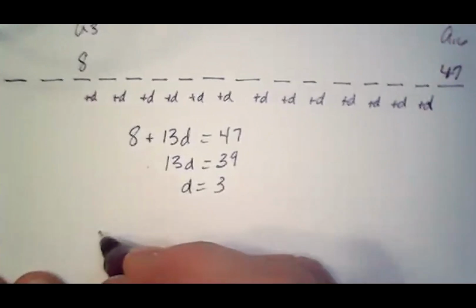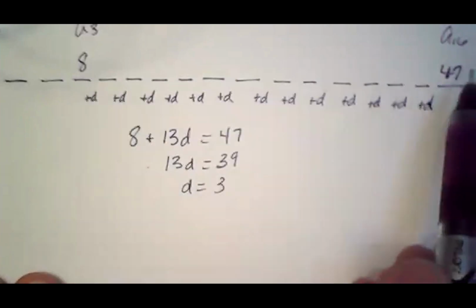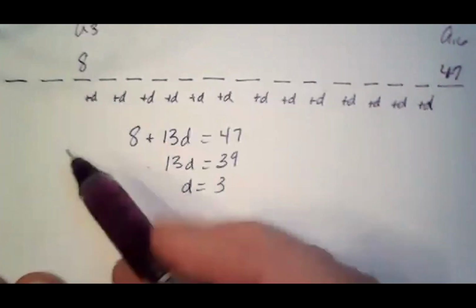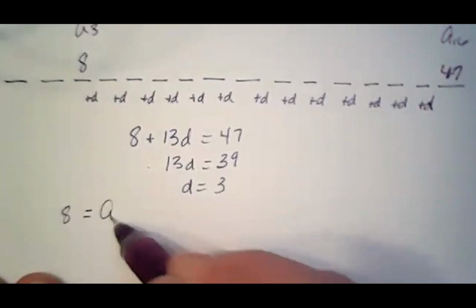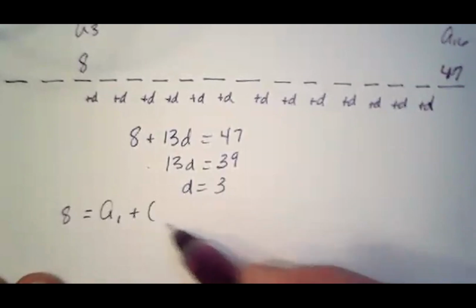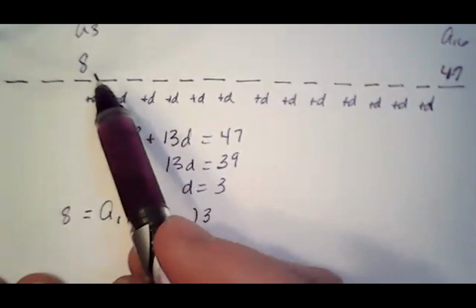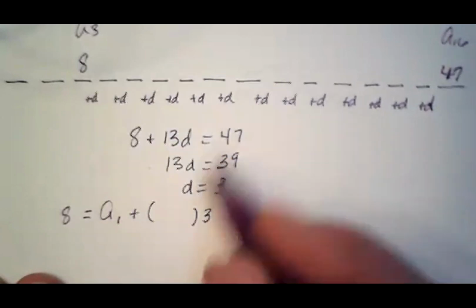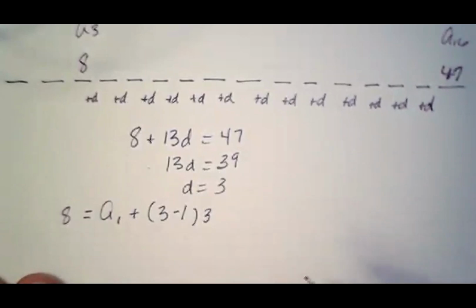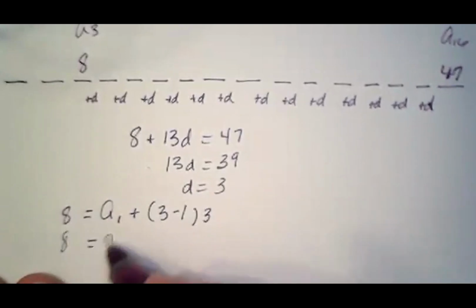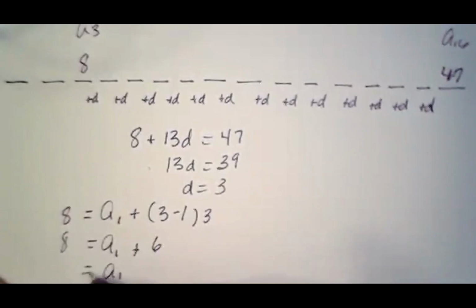All right, so now I'm going to use my formula, and it doesn't matter if you use this number or this number. I'm going to work it both ways to show you. I know that 8 is A sub 3, and that has to be the first term plus n minus 1 times d. Well, if 8 is the third term, that means n is 3. It's a coincidence that these two are the same. So 8 would equal a sub 1 plus 6. So a sub 1 would have to equal 2.